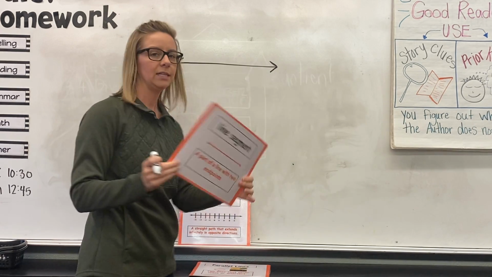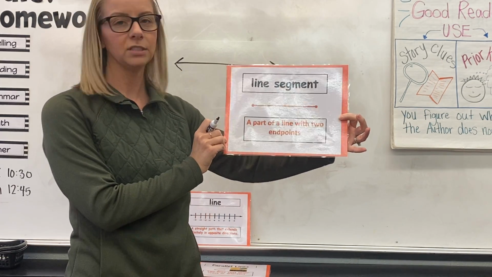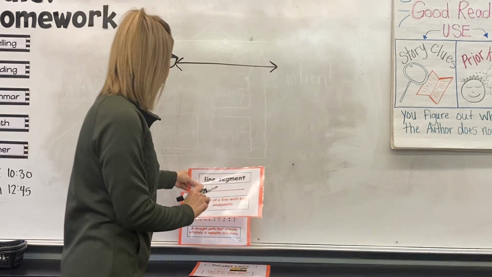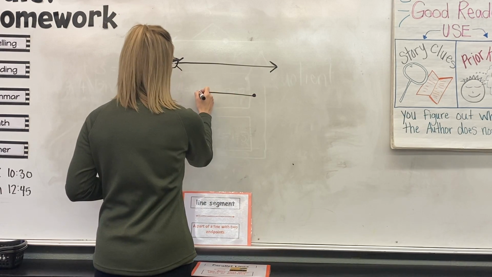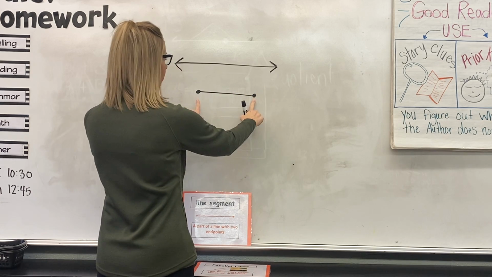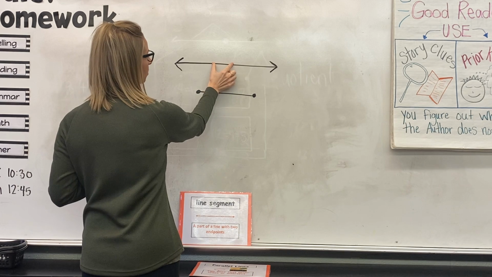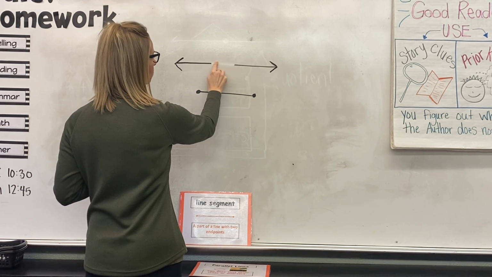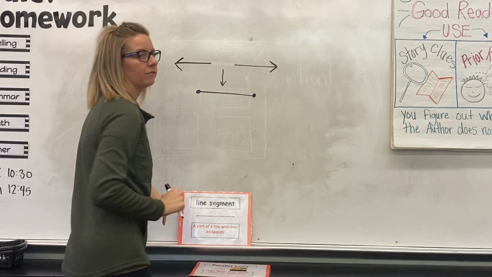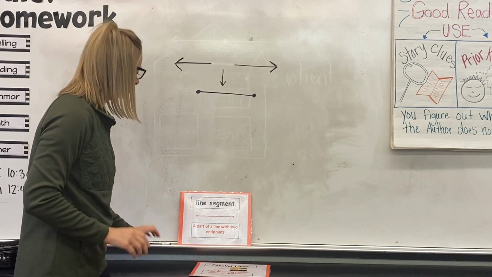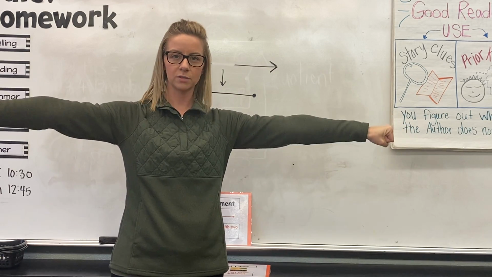The next one is a line segment. A line segment is just part of a line with two endpoints. And that looks like this. Instead of it having arrows, it has endpoints or two dots. That would be like just taking a portion of this line out and showing you a bigger view of it. So our motion for that is going to be a line with just fists instead of your hands being out to make arrows. Make fists.